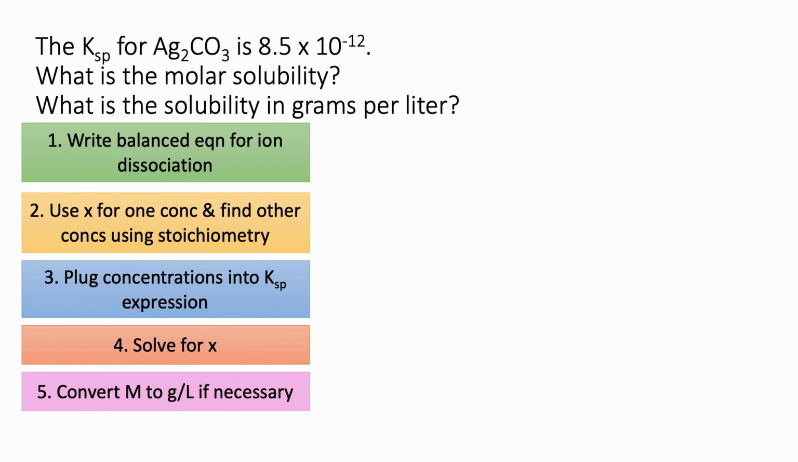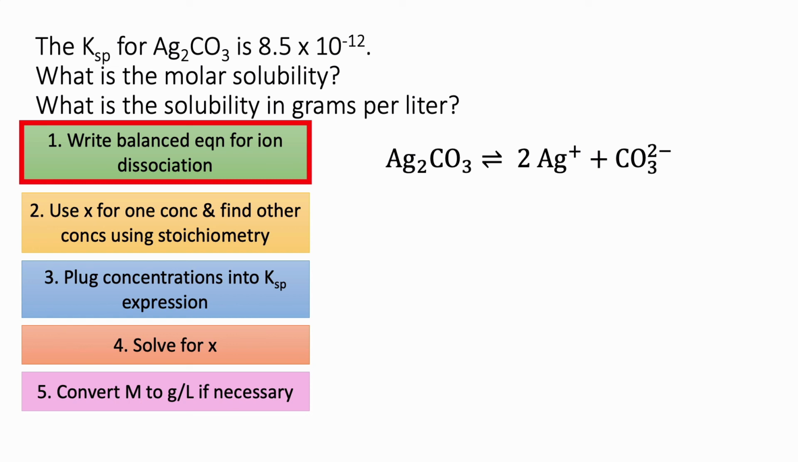So let's try a problem. Here we're given the KSP for silver carbonate, 8.5 times 10 to the minus 12th. And what we're asked for is the molar solubility and the regular solubility in grams per liter. So let's start by writing our balanced equation. Silver carbonate dissociates to form 2 silver ions and carbonate.